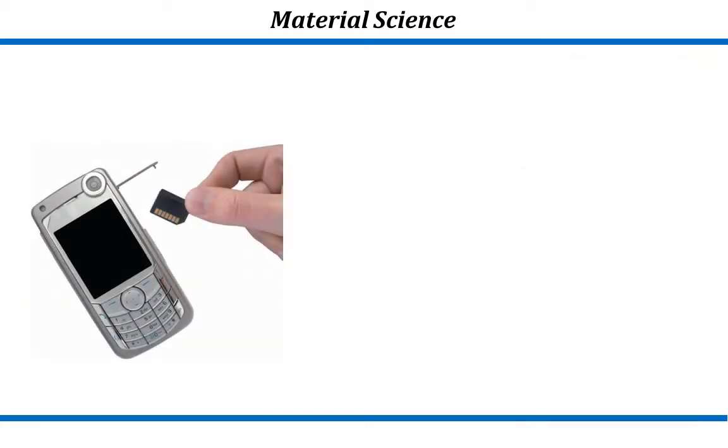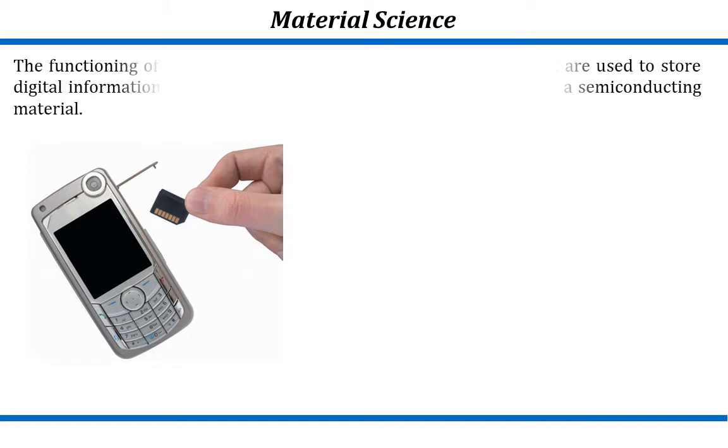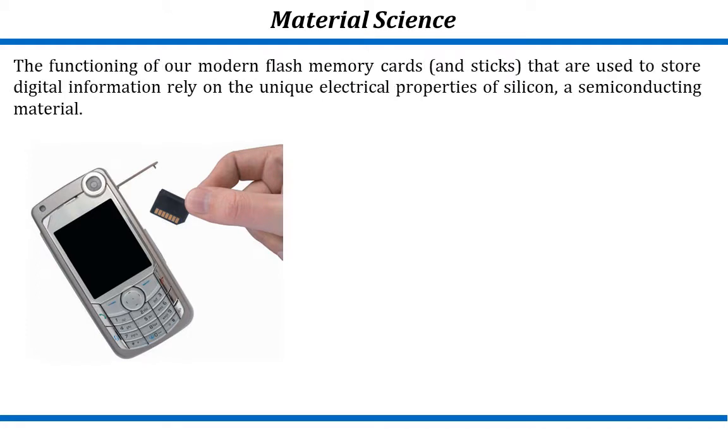We know the SIM card. We always use a mobile. The functioning of our modern flash memory cards and the sticks that are used to store digital information relies on the unique electrical properties of silicon, a semiconducting material. So what are the properties of the semiconducting material? What are the applications of a semiconducting material? We have to discuss this in this particular subject, that is material science.